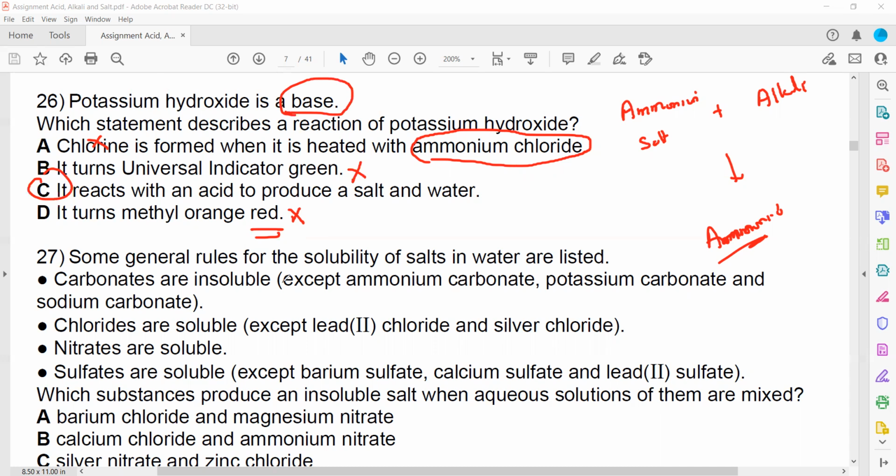Is it clear? Discussion 26. Which statement describes potassium hydroxide as a base?